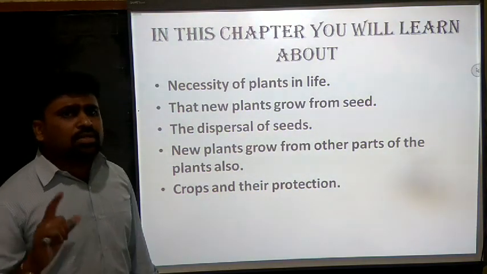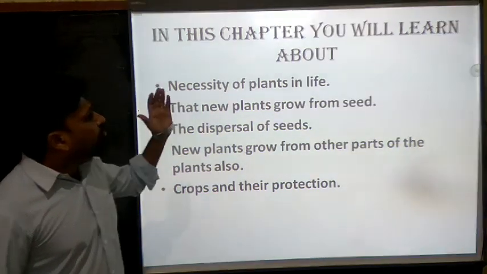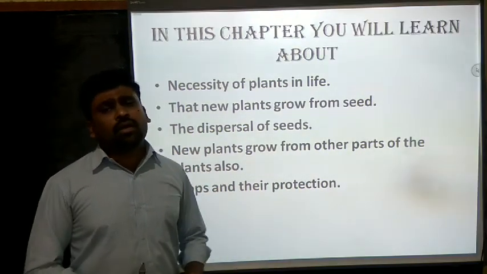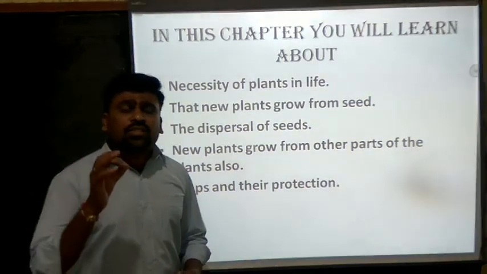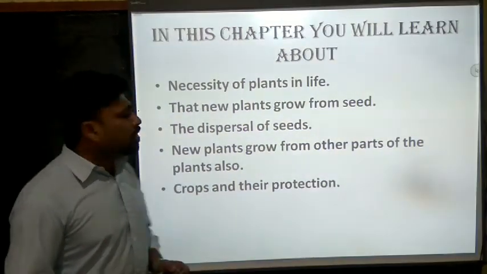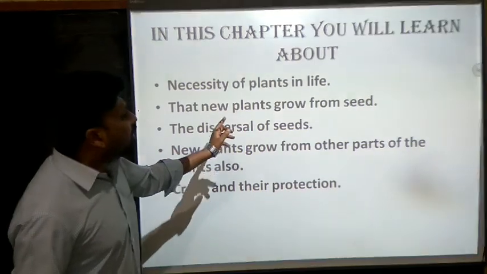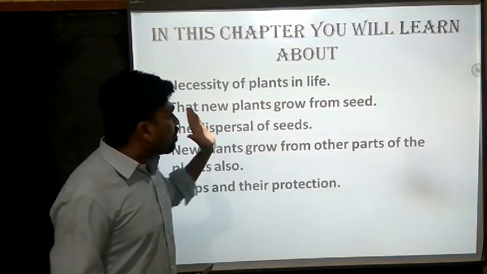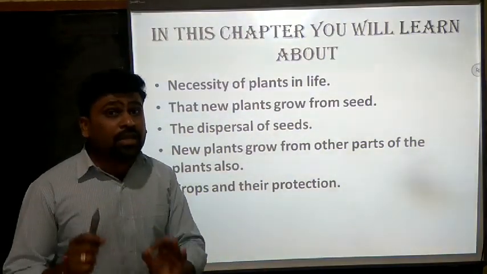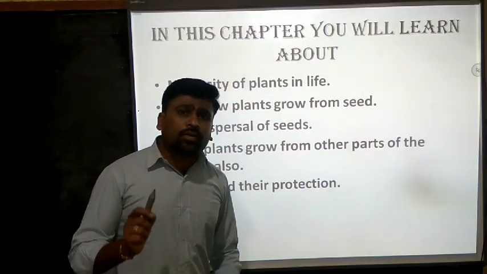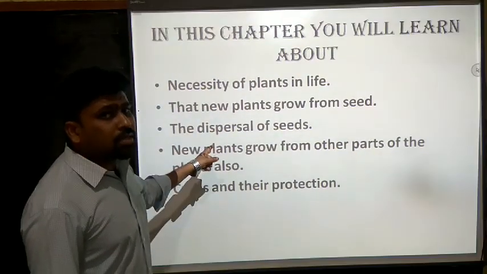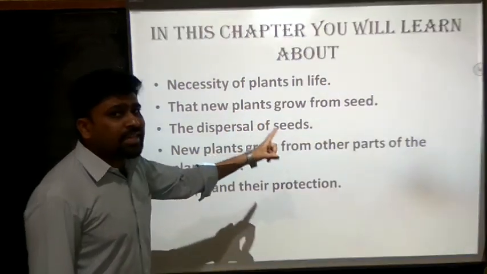The first concept we discussed in this chapter is the necessity of plants in life. Plants are very essential to human beings. We also discussed the structure of seeds in the previous class. Today in this class we are going to discuss how a new plant grows from seeds. This process is called germination. Today we will discuss the concept of germination, and also the dispersal of seeds.